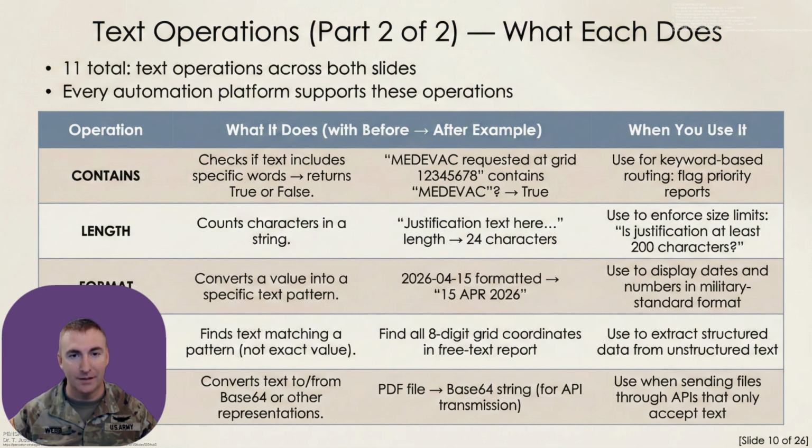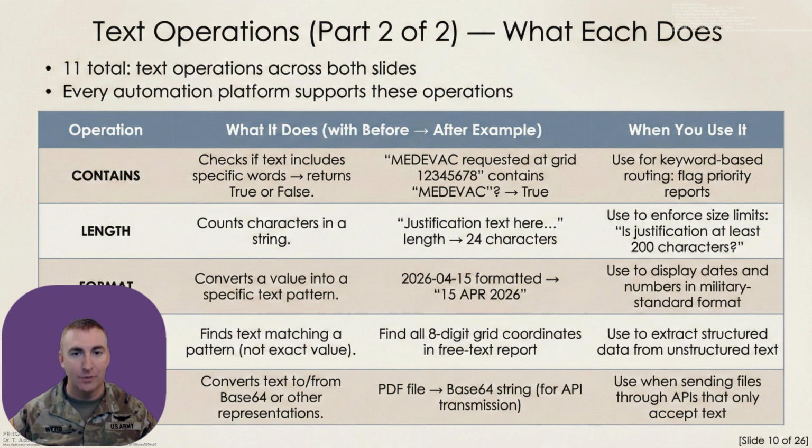5 more. Contains checks for keywords, and it is the foundation of all priority routing. Does this sitrep mention medevac? Flag it. Length enforces size limits. Format converts values to military standard display. Regex finds patterns instead of exact matches, like pulling grid coordinates from free text. And encode/decode handles file transmission through APIs. That is 11 text operations total. Every platform supports all of them.